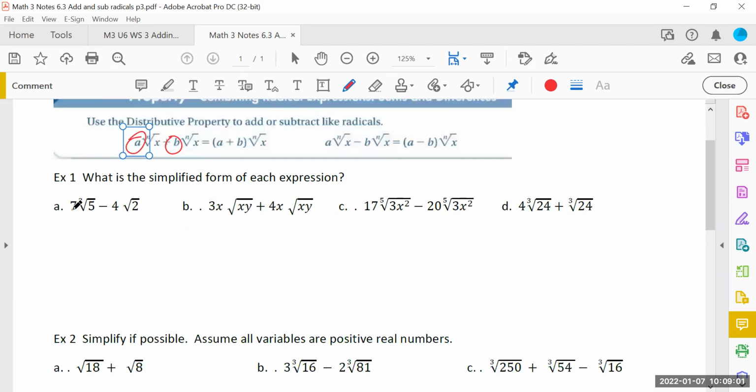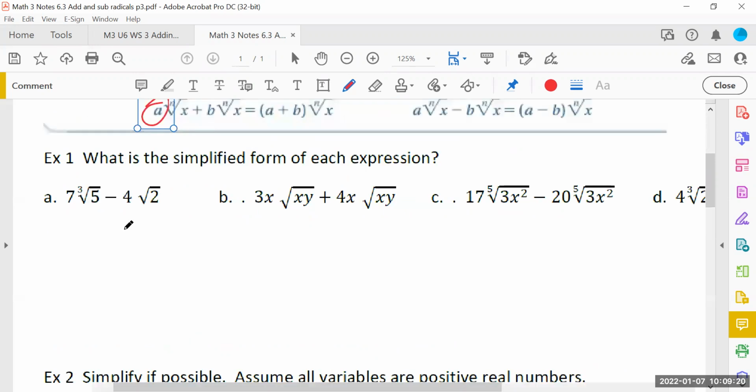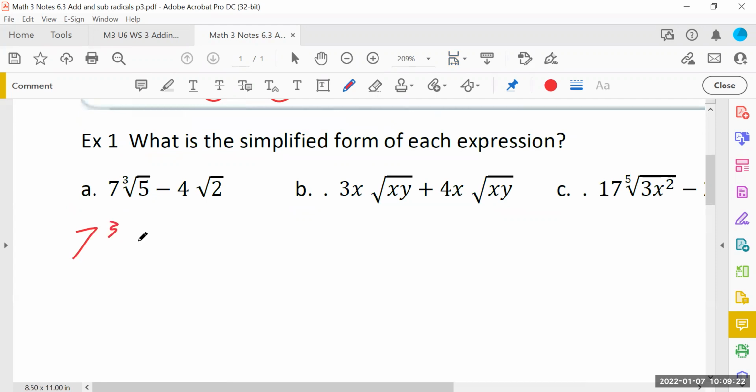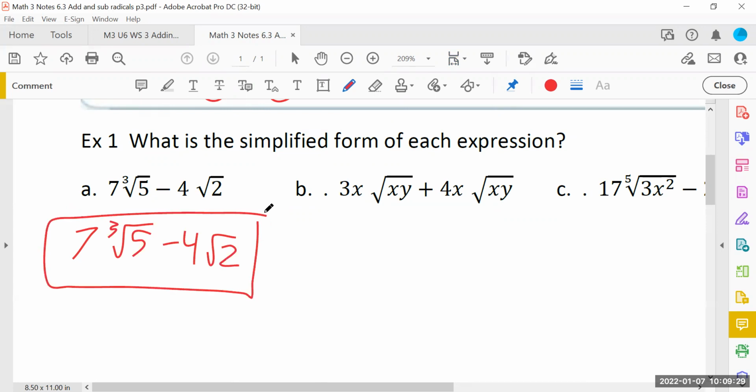So look at letter A right here. I have a cube root of 5 and a square root of 2. I cannot subtract those because they don't match. So I can go ahead and just write that again. 7 cube root of 5 minus 4 square root of 2. I cannot do anything with that. That is as simple as it gets.